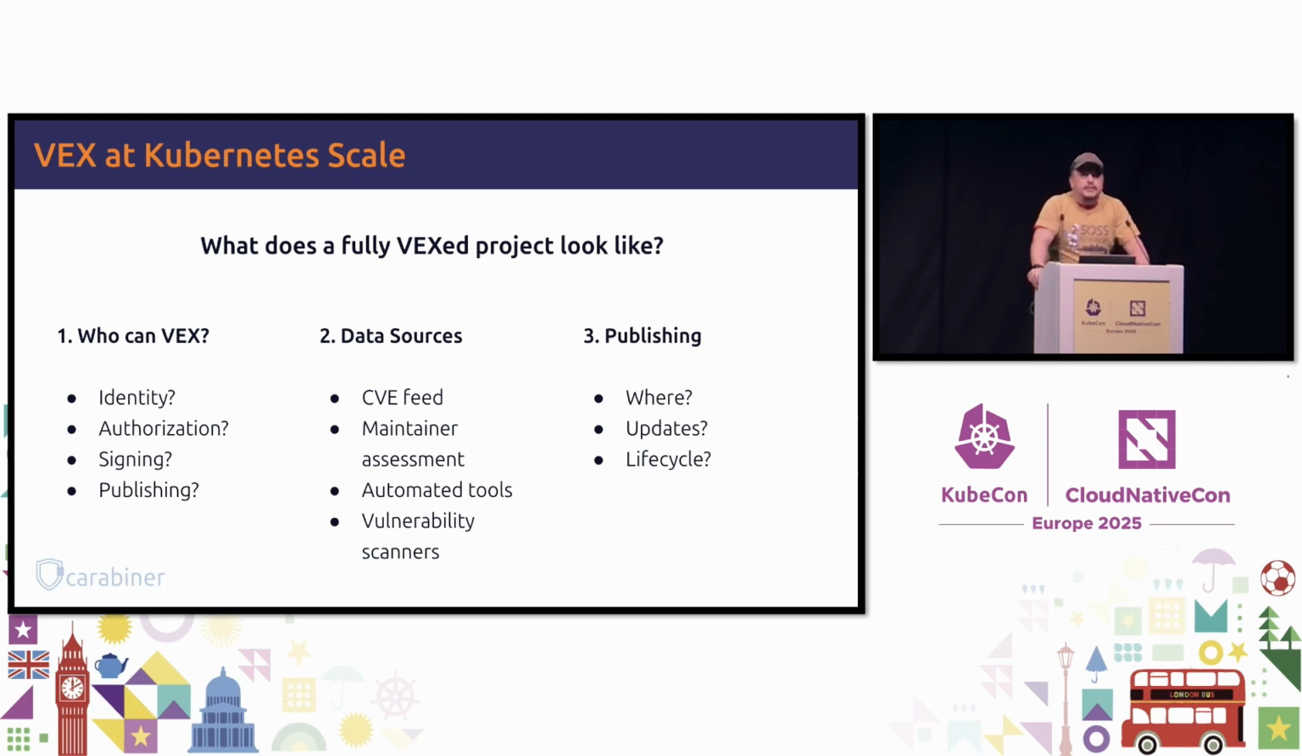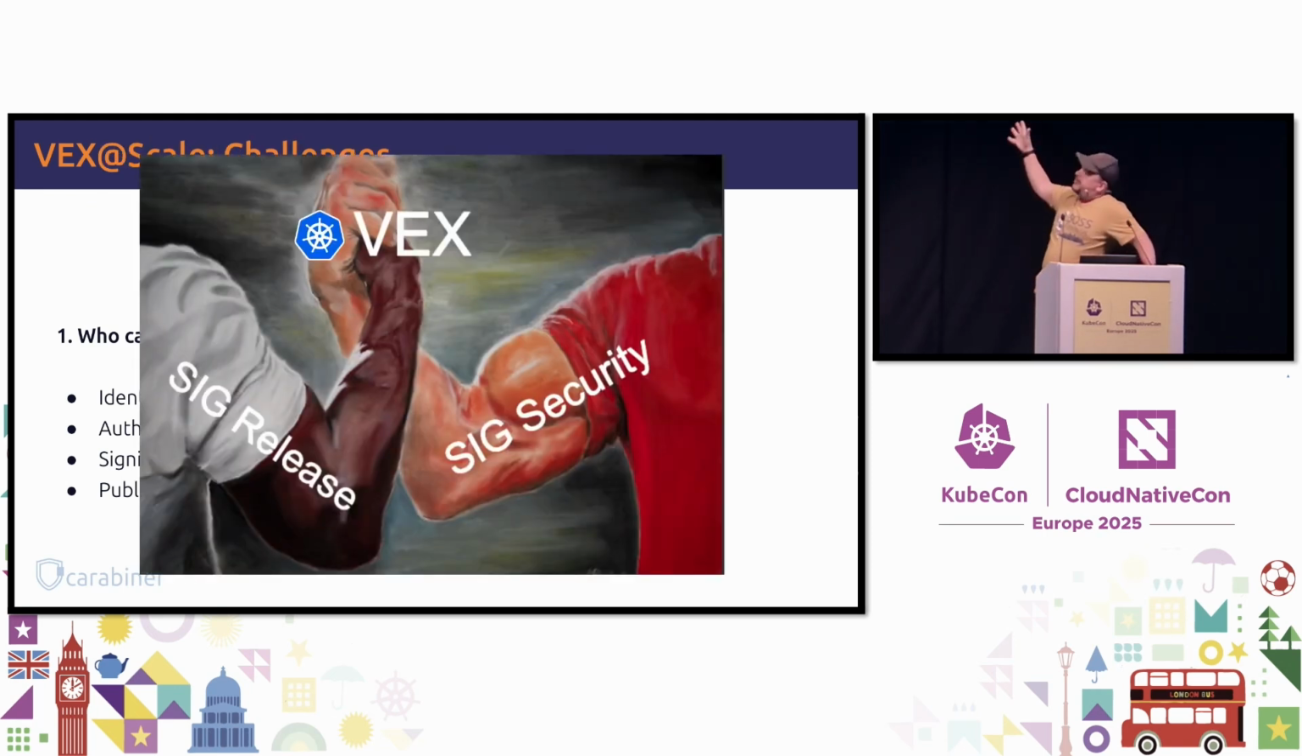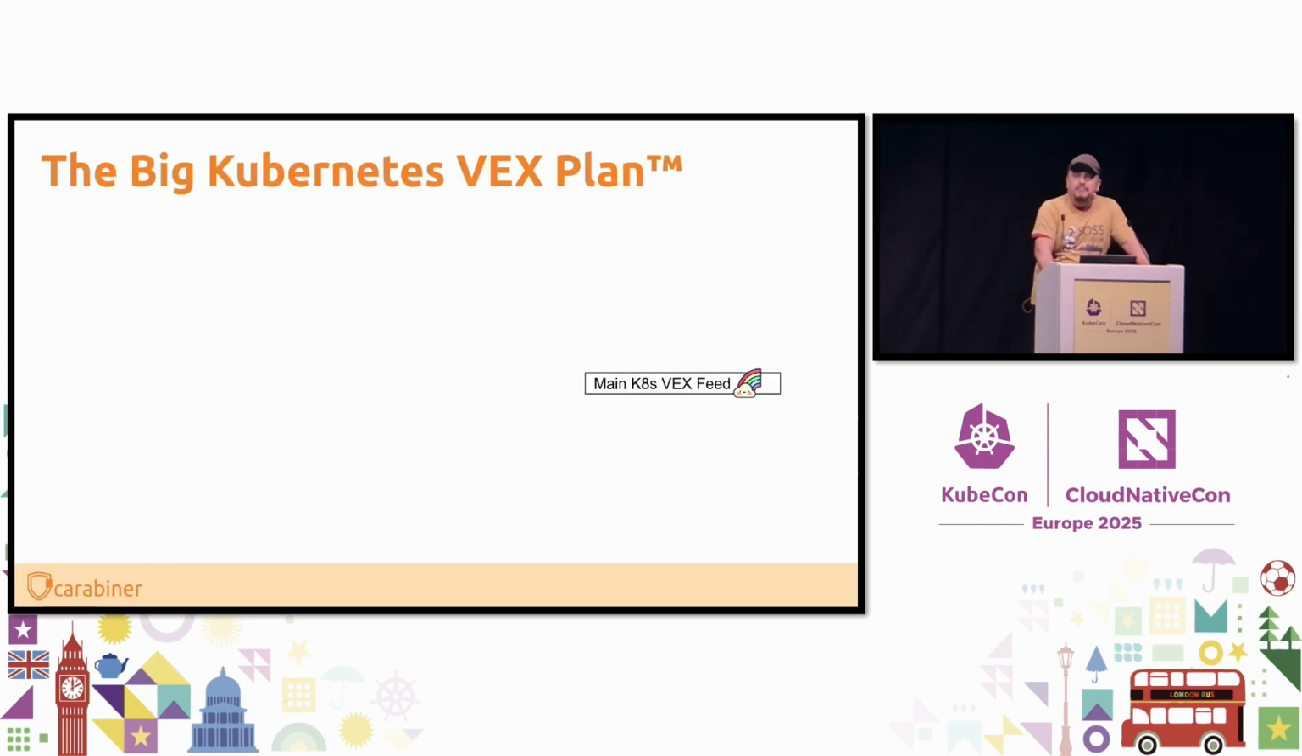Obviously, this is a multi-SIG network effort. So not only are we in SIG Release handling this problem, we have ongoing conversations with SIG Security, so we're teaming up with them and with the SRC to ensure that we can together manage the project. So after some discussions, we came up with what we call the big Kubernetes VEX plan. And the goal of the big Kubernetes VEX plan is to have a VEX feed.